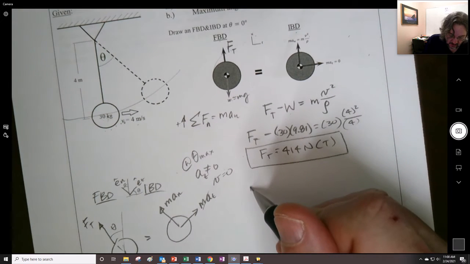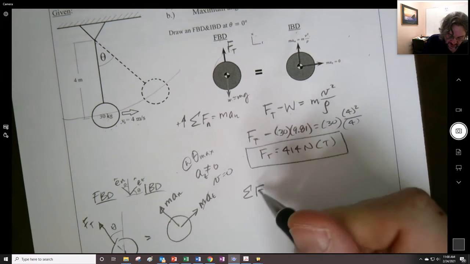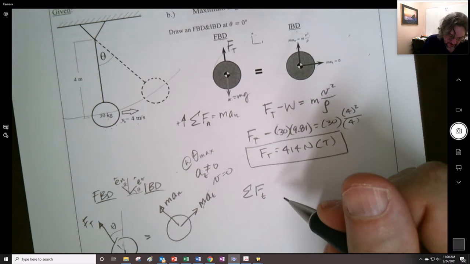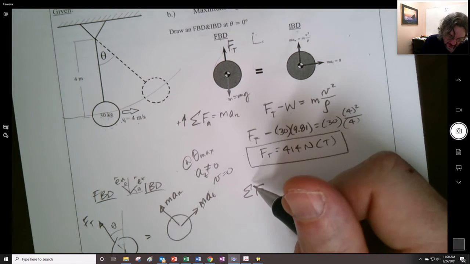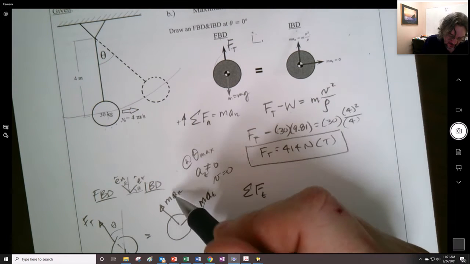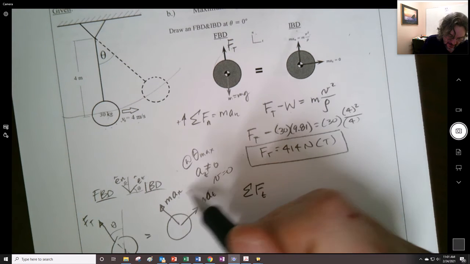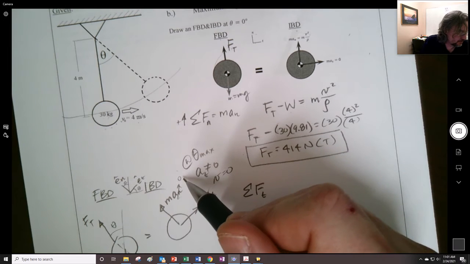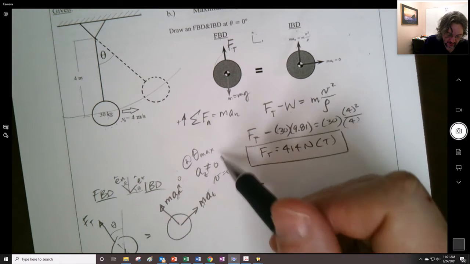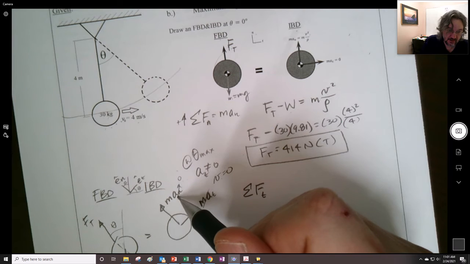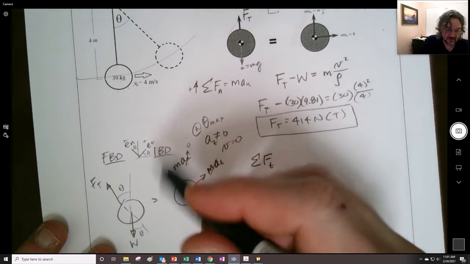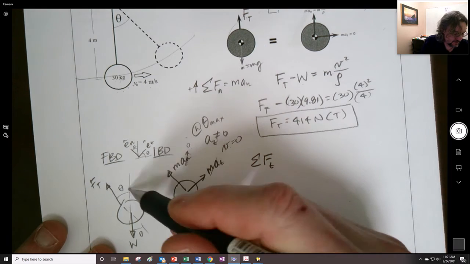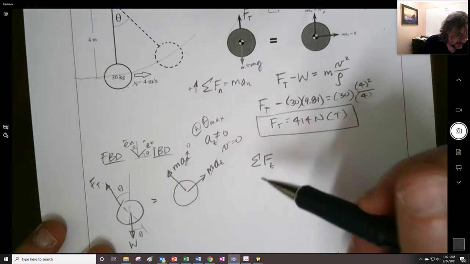So let's say the sum of the forces in the tangential direction. And by the way, at this time the normal acceleration has to be equal to 0, because the velocity is 0. That doesn't really help us with anything, but it would be true, and we would know what the tension was. It doesn't really help us any.